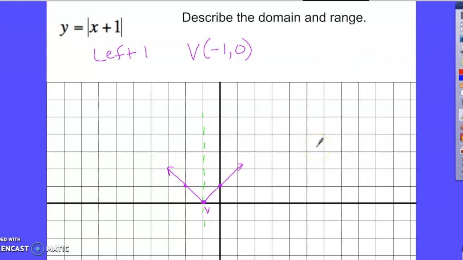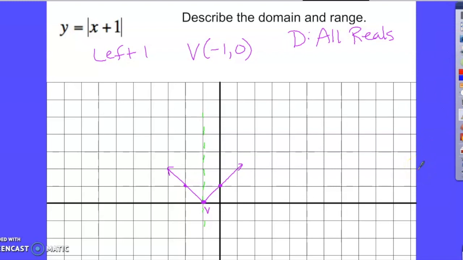For the domain, remember, is x's. If you look, could we continue this graph all the way to the left and all the way to the right? If we can answer that yes, then the domain is going to be all reals. And kind of a hint, the domain for these will always be all reals.